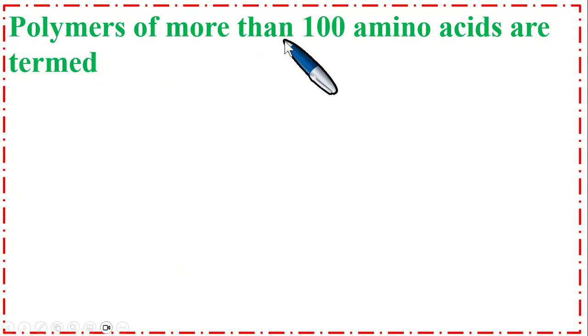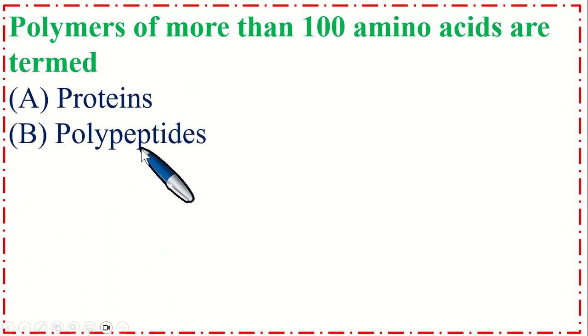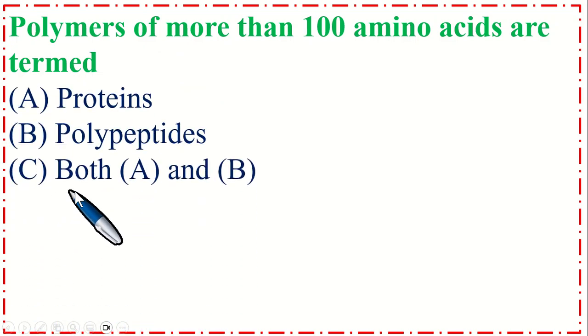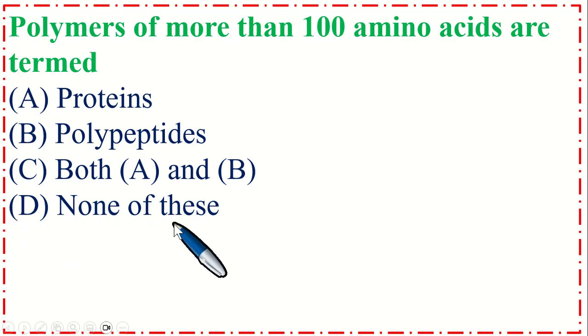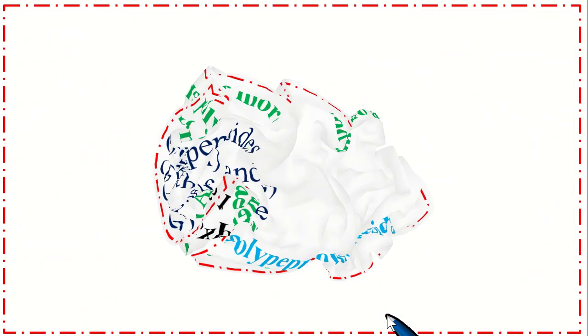Polymers of more than 100 amino acids are termed option A protein, B polypeptides, C both A and B, and option D none of these. So the correct option is A proteins. Polypeptides over 100 residues are generally called proteins.